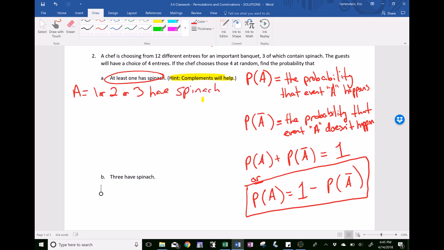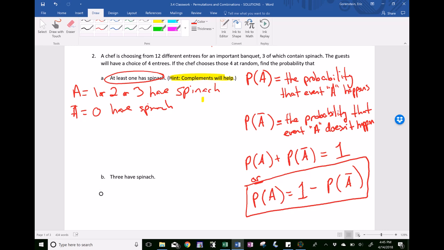Now, the complement, that's given by A bar over here, the complement of at least 1 has spinach, you can think about in terms of opposites. The complement would be none have spinach, or 0 have spinach. The benefit of using a complement when it applies is that sometimes the number of ways your event does not happen is easier to count than the number of ways your event does happen. In this case, the complement, none have spinach, is easier to deal with because there's only one case.